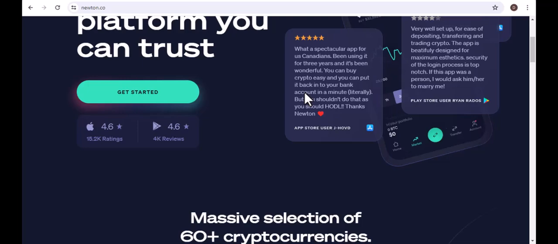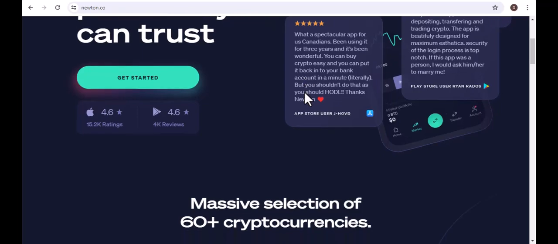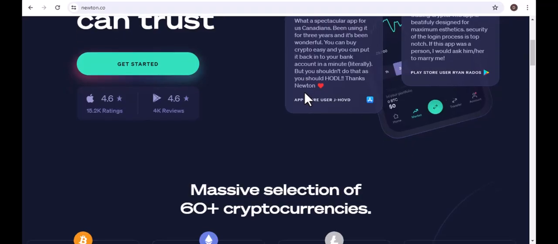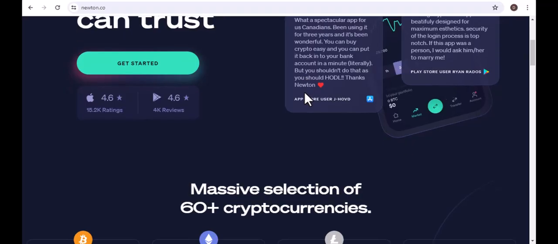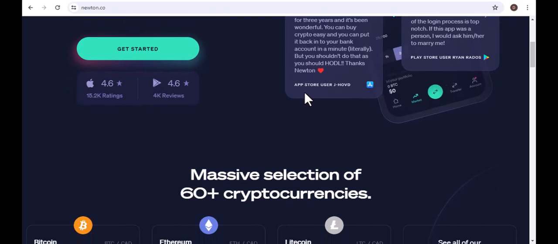So, the fundamental difference right off the bat for our Canadian audience is accessibility. Newton is fully operational and regulated in Canada, while Binance is not. This immediately gives Newton a significant advantage for Canadian users, regardless of spread differences, simply because it's a legal and compliant option. Let's delve deeper into how spreads are calculated and how they might manifest on each platform.